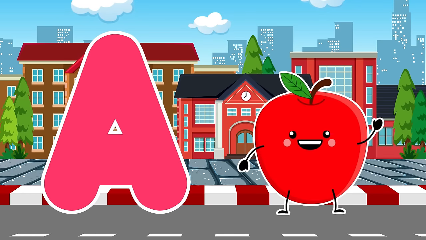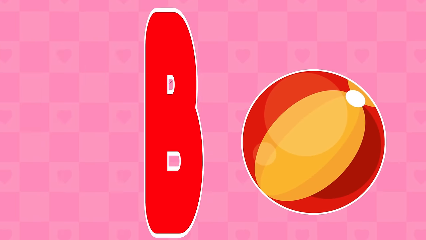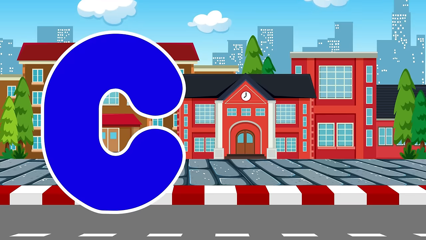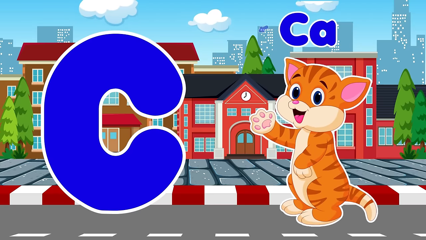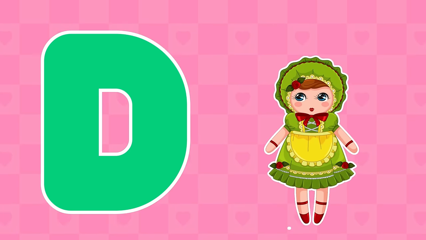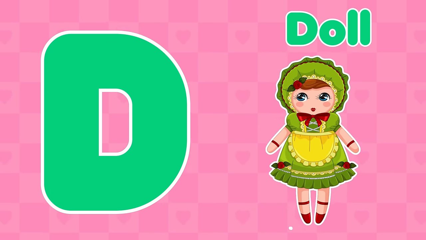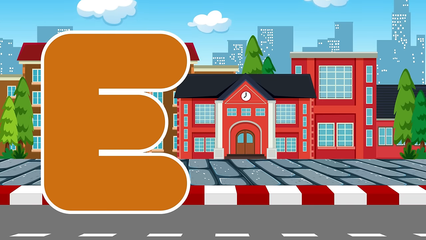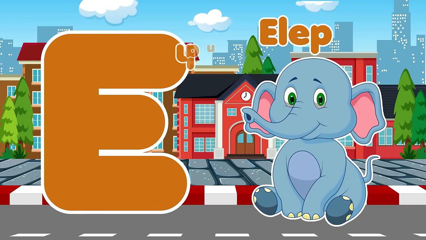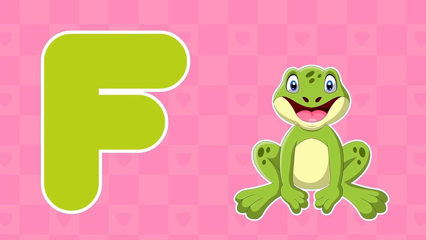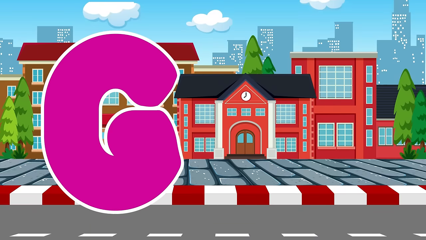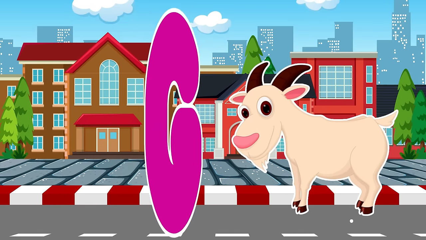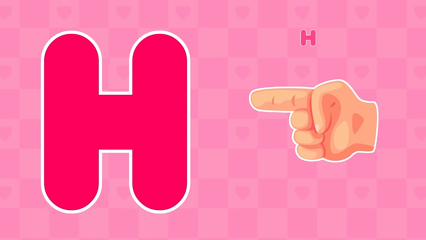A is for apple, apple. B is for ball, ball. C is for cat, cat. D is for doll, doll. E is for elephant, elephant. F is for frog, frog. G is for goat, goat. H is for hand, hand.